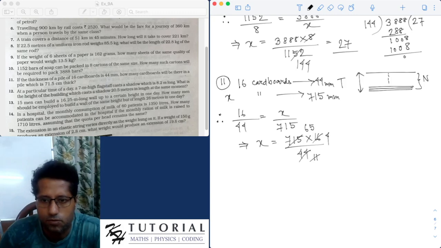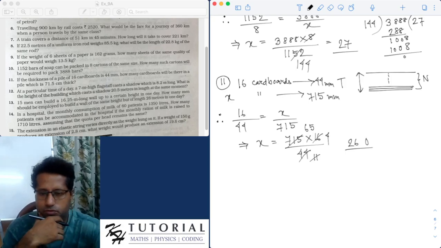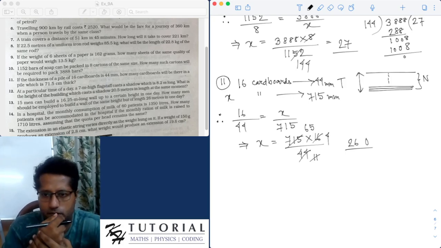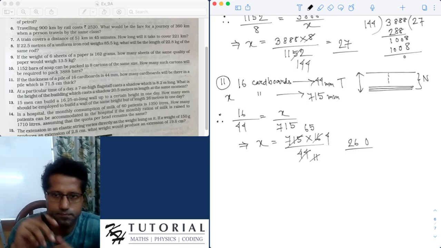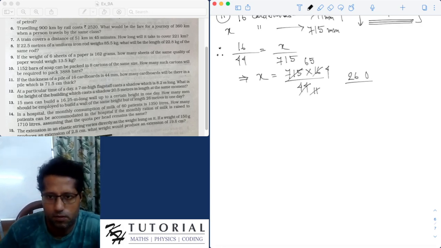Okay, so 65 into 4, that is 260. So 260 cardboards, the pile of 260 cardboards, its thickness will be 715 millimeter. So the answer is 260. Okay. Let's do problem number 12.